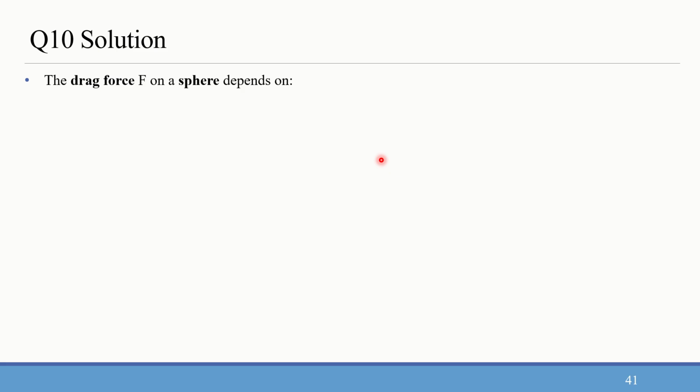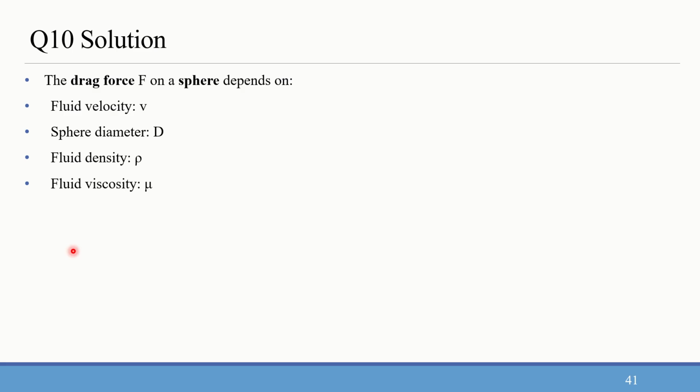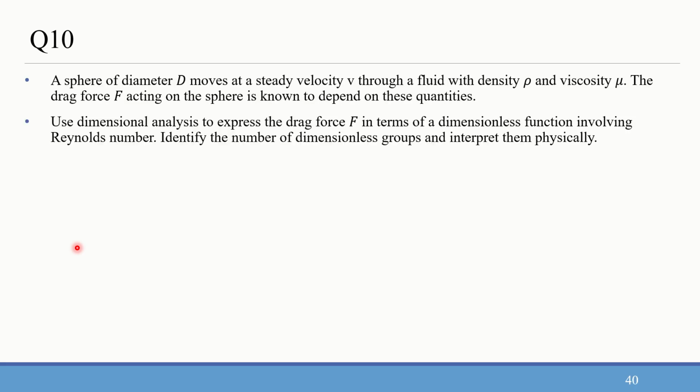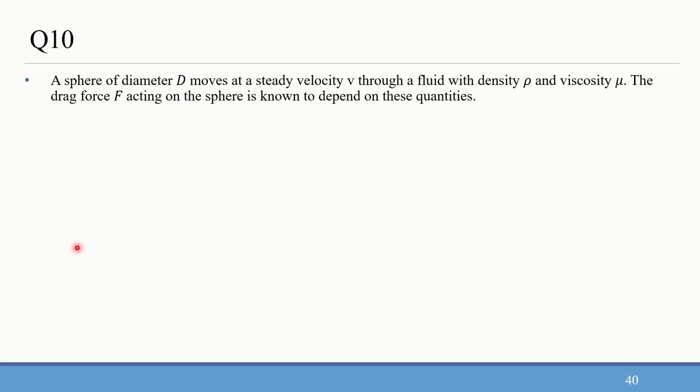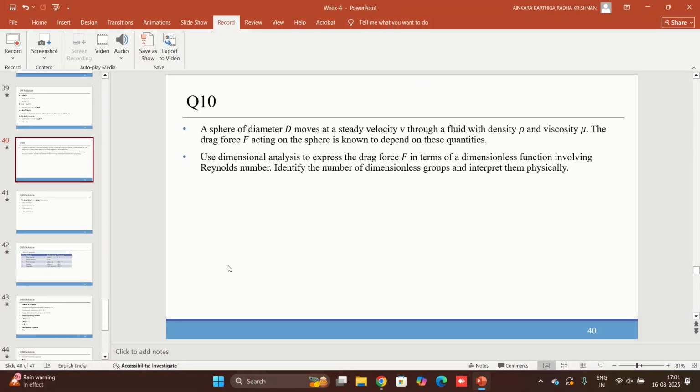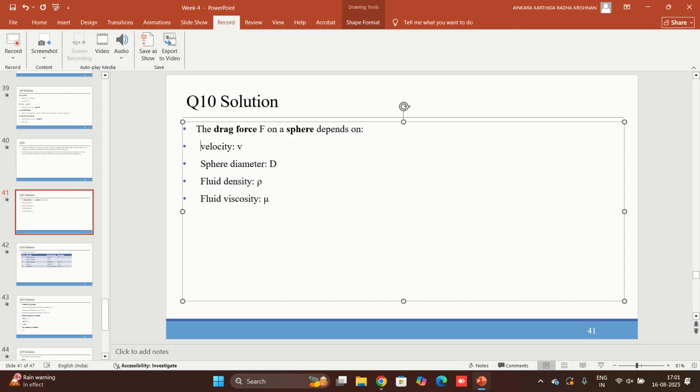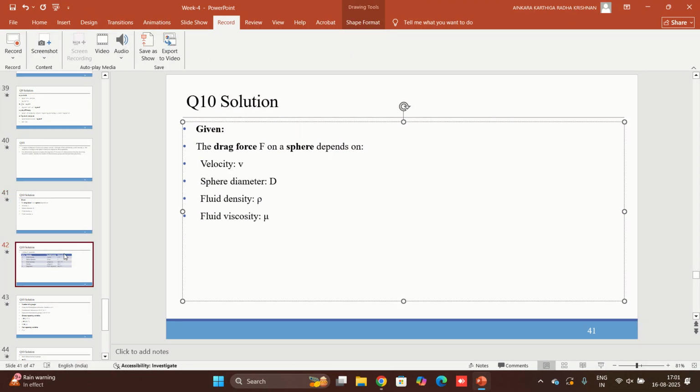Drag force F on a sphere depends on velocity, fluid density, sphere diameter d, and fluid viscosity. I mean, this is not fluid velocity actually, this is particle velocity. The particle is only moving, right? So particle velocity, fluid density, sphere diameter. Okay, these are all the given.